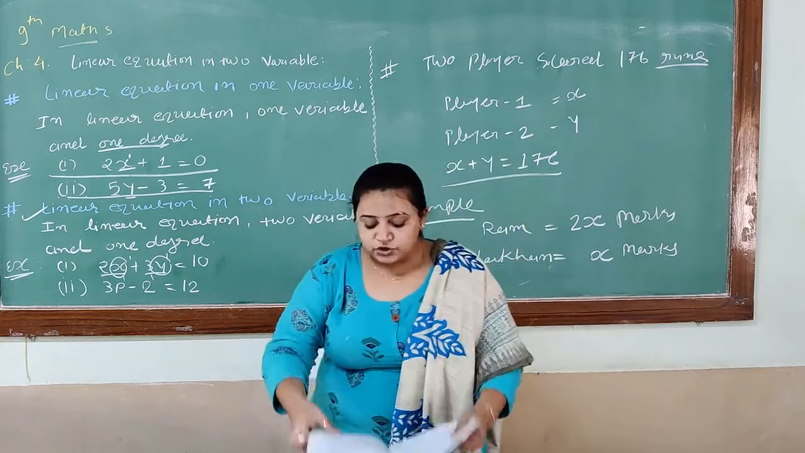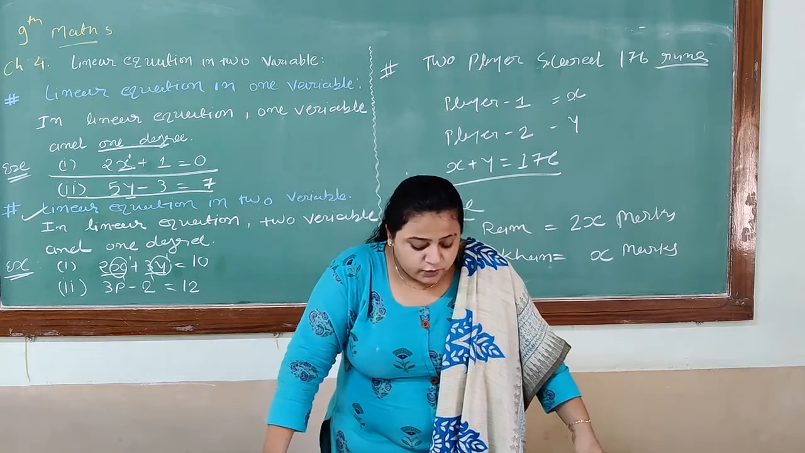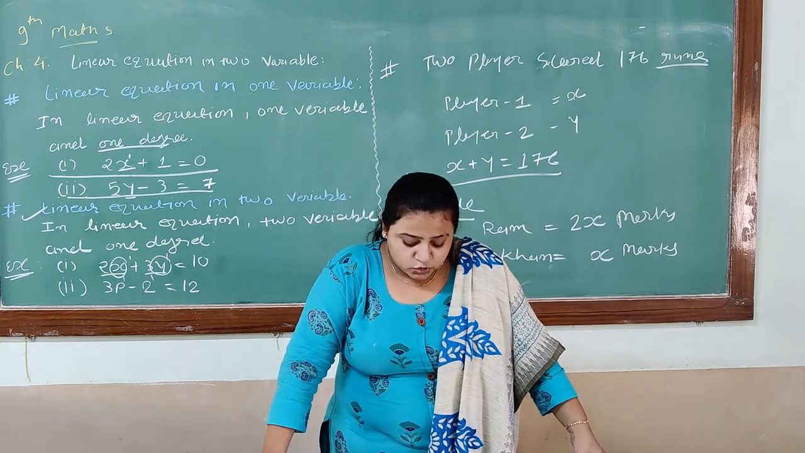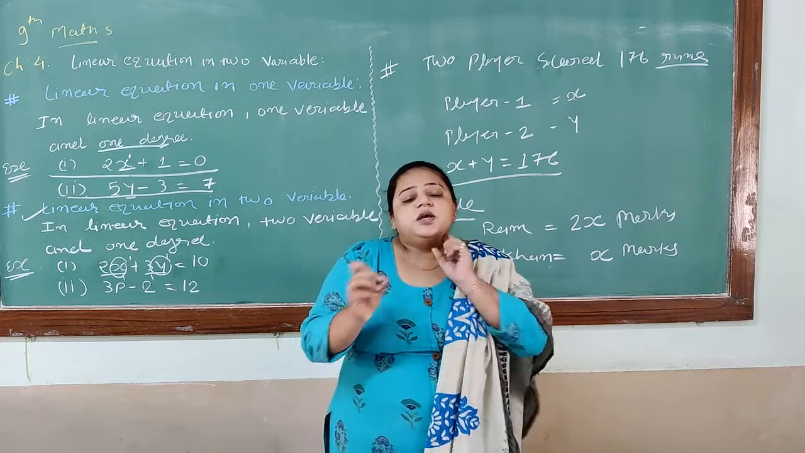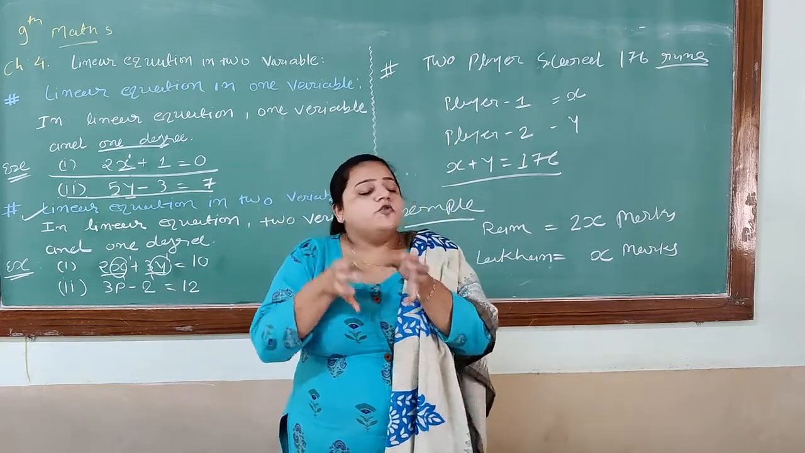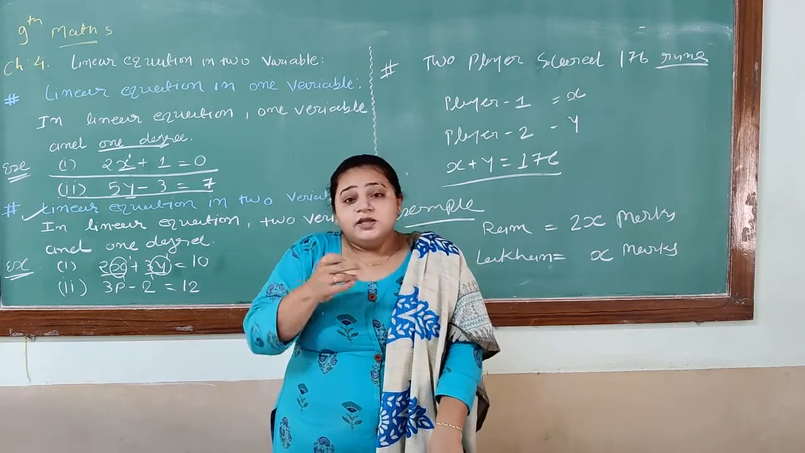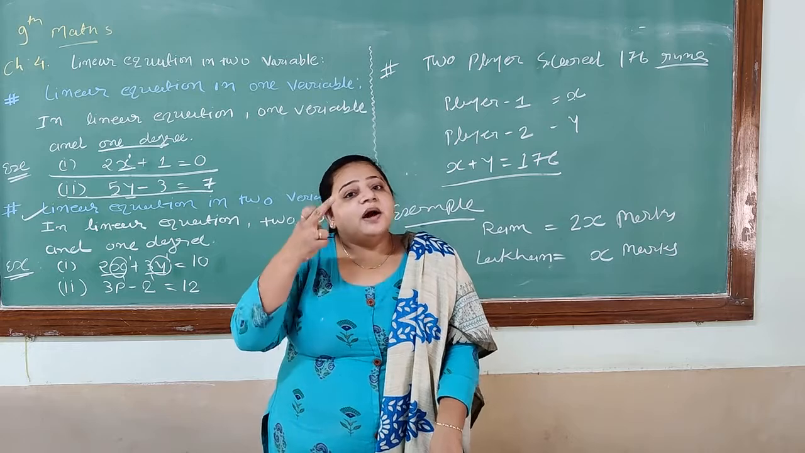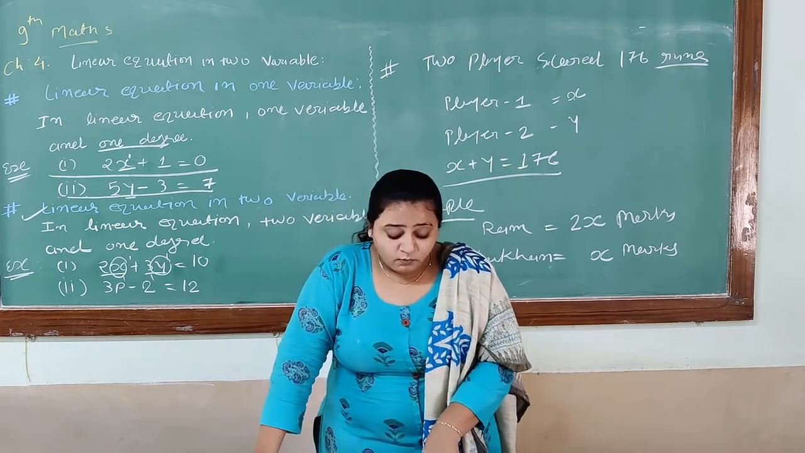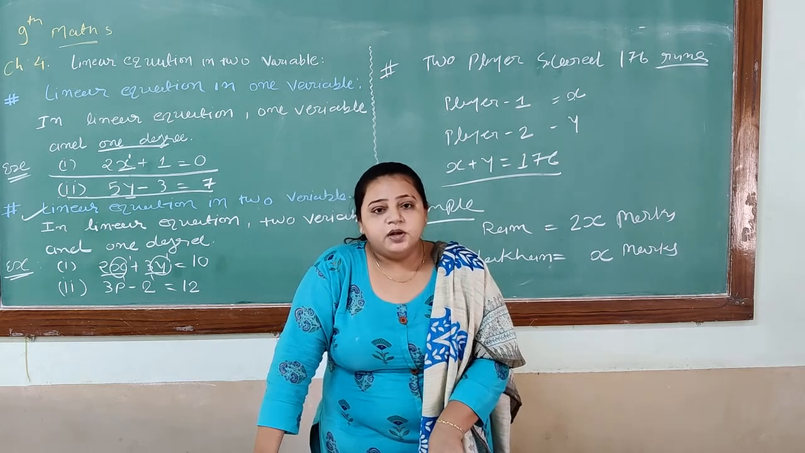Who will read the question? Of course myself. Right? The cost of a notebook is twice the cost of a pen. They are saying pen, suppose the cost of pen is X and notebook is twice than pen. That means we have to multiply by 2. Write a linear equation in 2 variables.